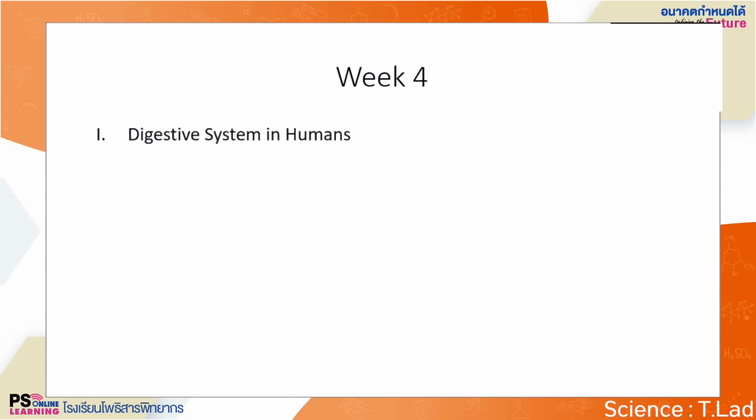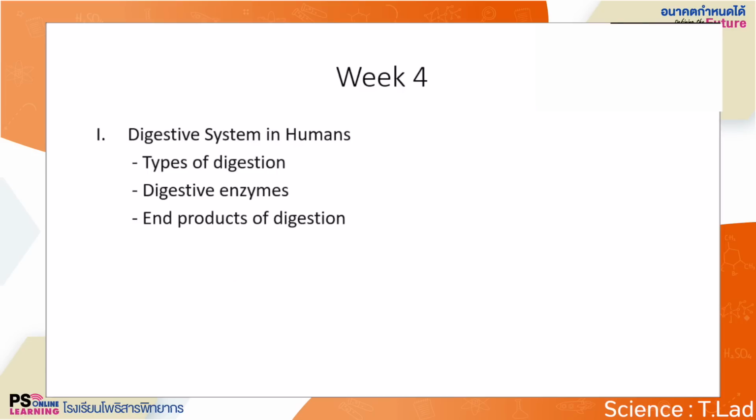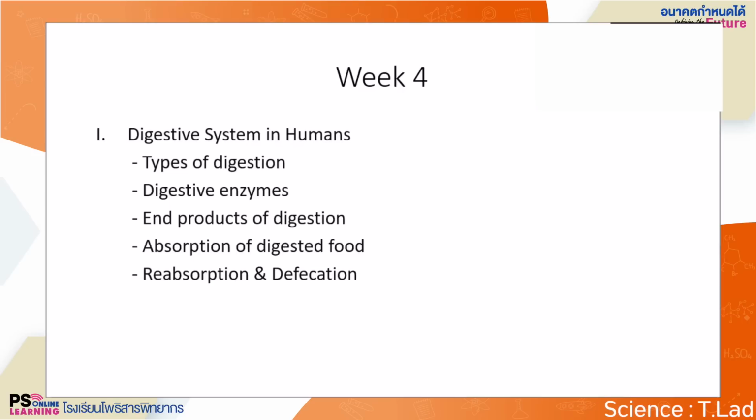And for week 4, we will discuss everything about the digestive system in humans. So meaning we will discuss every detail of the human digestive system. So here we will discuss the types of digestion, the digestive enzymes, the end products of digestion, absorption of digested food, reabsorption, and defecation.